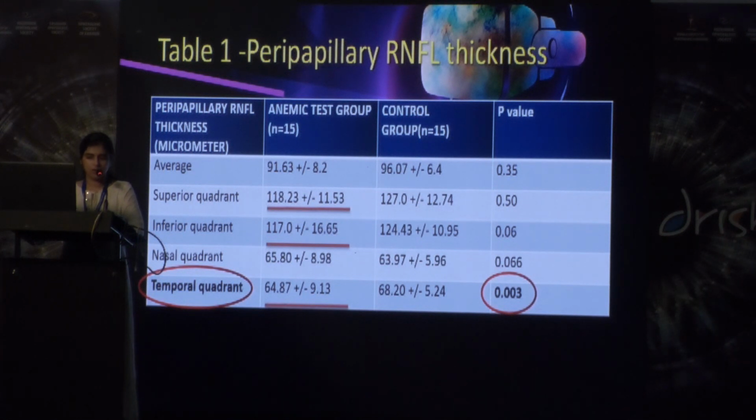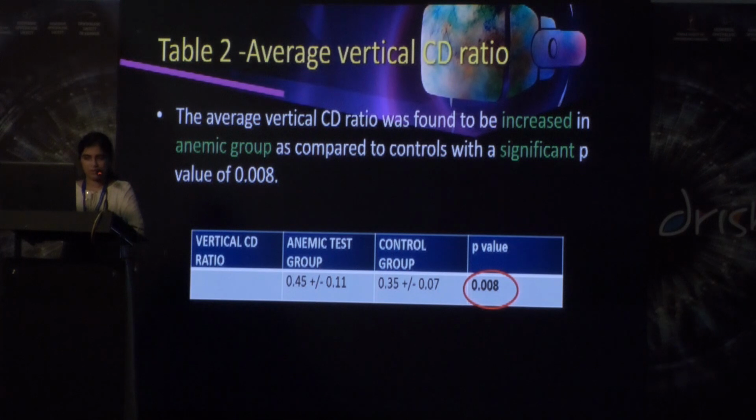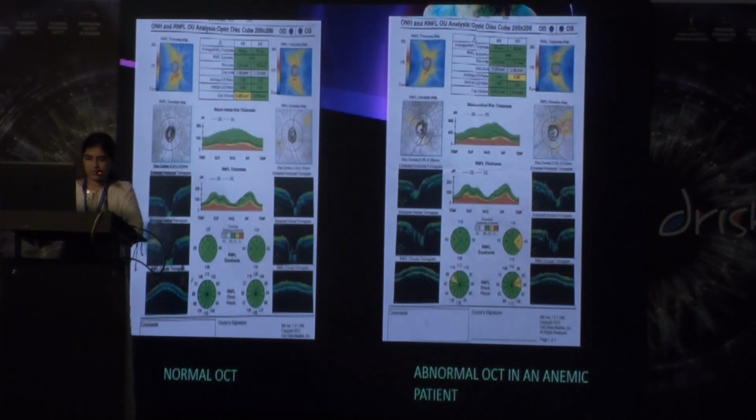But the temporal quadrant RNFL was significantly thinner in the anemic group than the control group. This was the average vertical cup disc ratio. It was found to be significantly increased in the anemic group compared to the control group. This was a normal OCT and the abnormal OCT in an anemic patient.